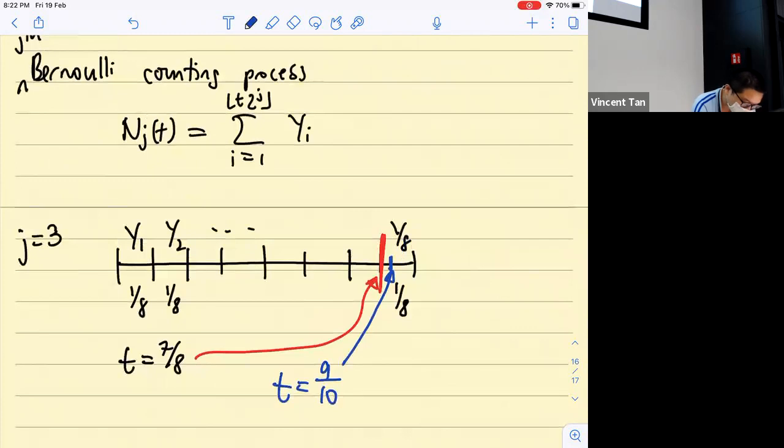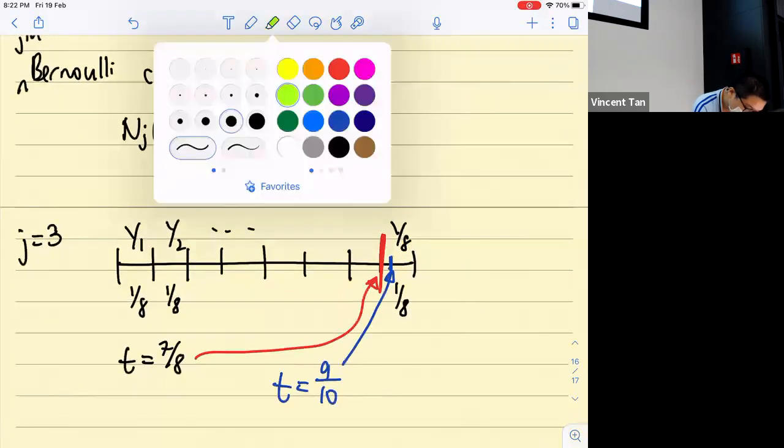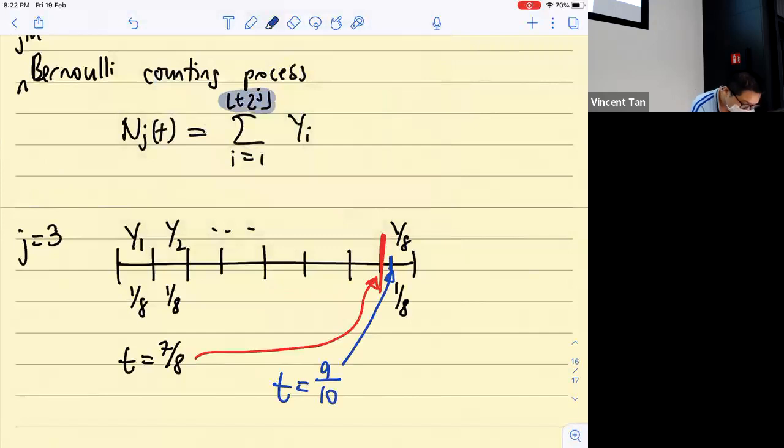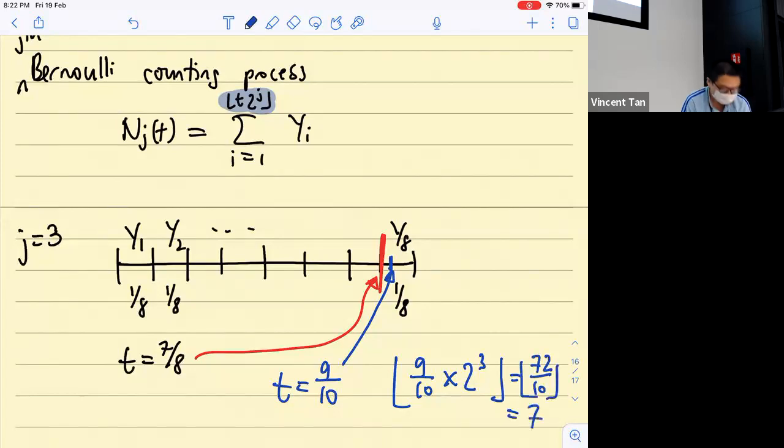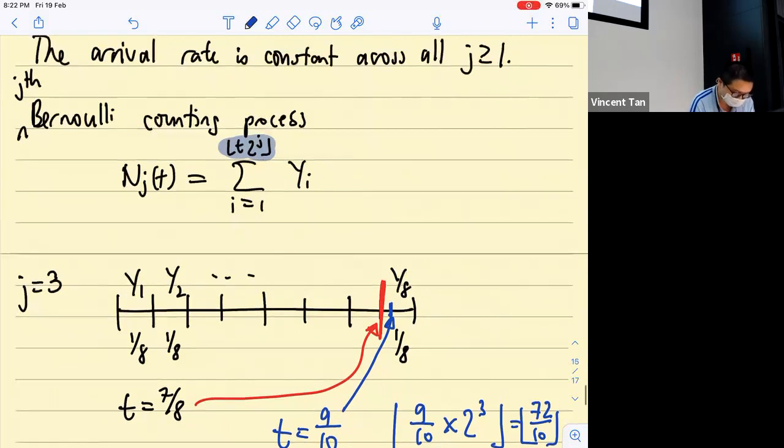That's why we need this floor here. That explains this floor thing. So for example, if we are at 9/10, we multiply by 2 to the power 3 and take the floor. This is 72/10 floor, which is 7. Understand? So we can have at most 7 arrivals. That's why we need this floor. Because we are operating in discrete time, we need to cut it off. That's what we are doing here.